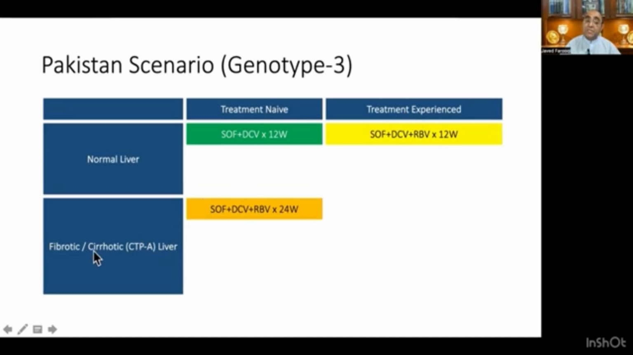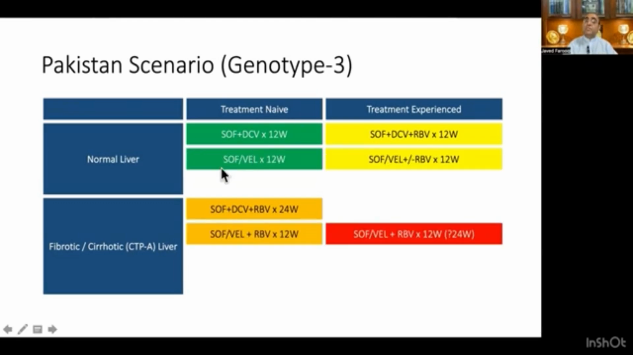And if the patient has a fibrotic or cirrhotic liver and is treatment experienced, here the sofosbuvir-daclatasvir combination is of no use. Either these patients don't respond, or if they respond, they relapse. So the sofosbuvir-daclatasvir combination is applicable in these three groups. And as you go across, you add ribavirin and you give the combination for 12 weeks, and here you add ribavirin and give the combination for 24 weeks. So this is the way the patient should be treated, especially in the institutions where sofosbuvir-daclatasvir or sofosbuvir-ribavirin is available. This is the way it should be given.